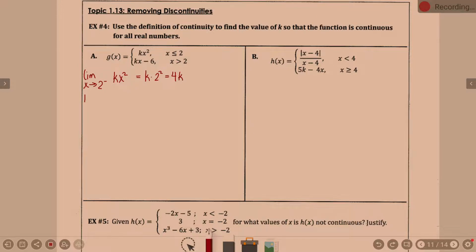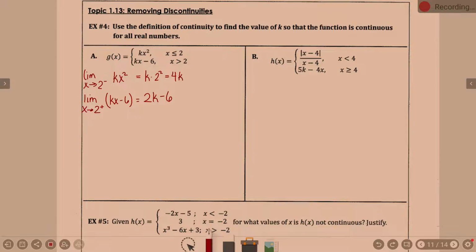Now let's do the limit as x approaches 2 from the right of g of x. But what piece of the equation can I sub in here? kx minus 6. So if we sub that 2 in, 2 is going to go in place of x. And so this is going to become 2k minus 6.